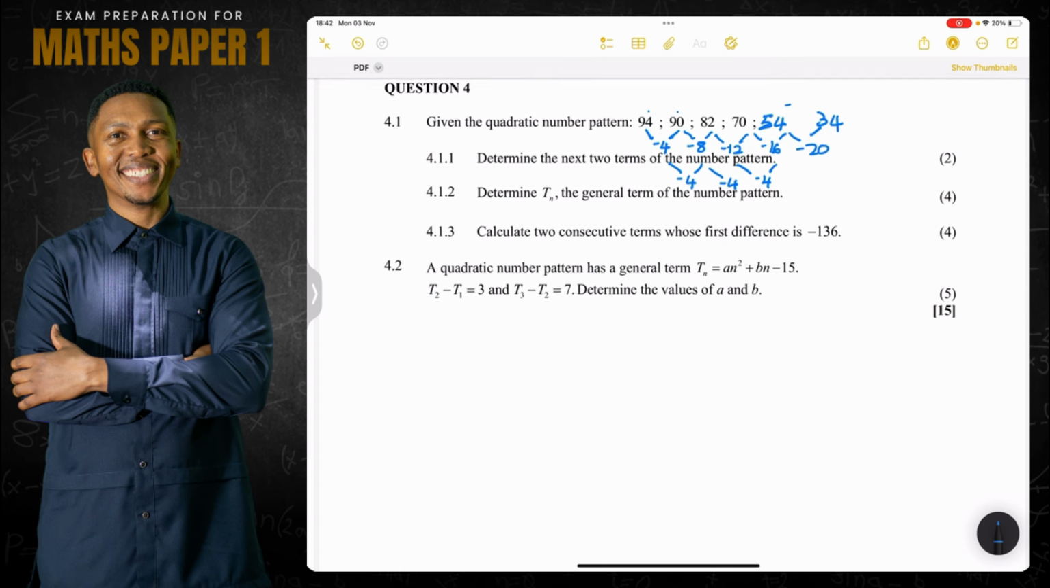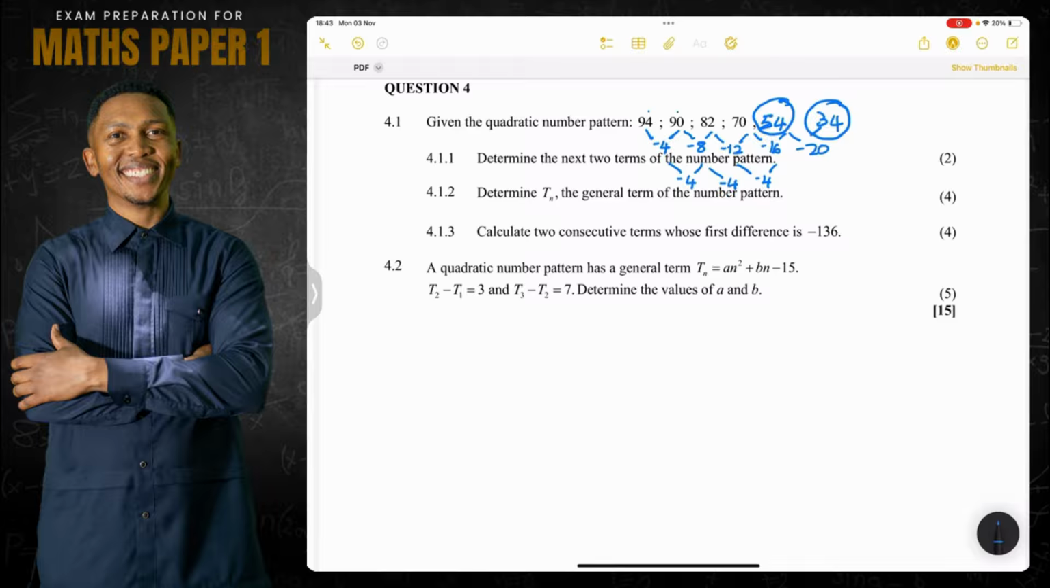Right, and so the whole thing will continue. So in this case, it means the next two terms will be 54, and the next one will be 34. All right, now let's go on to the next one. They say, determine Tn, the general term of the number pattern.